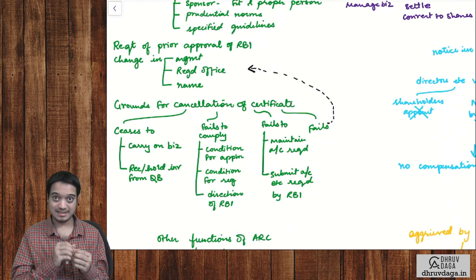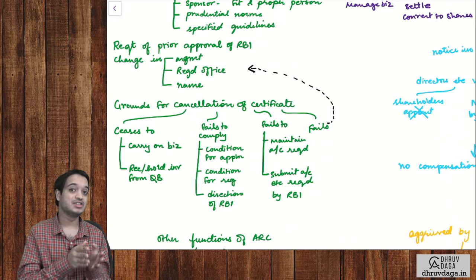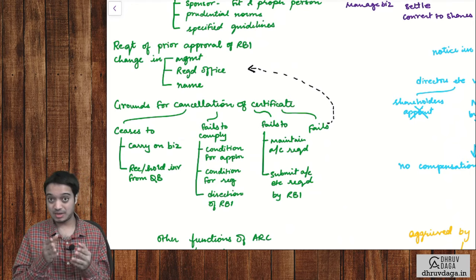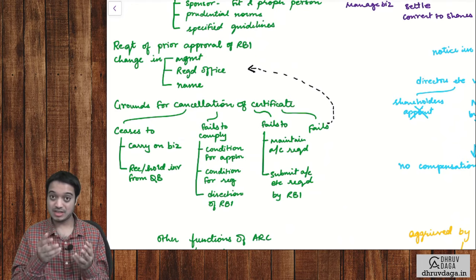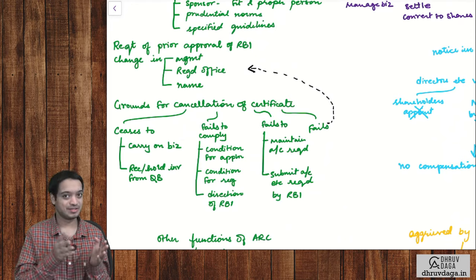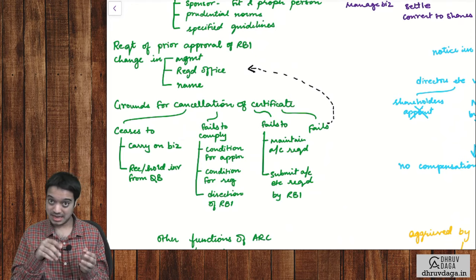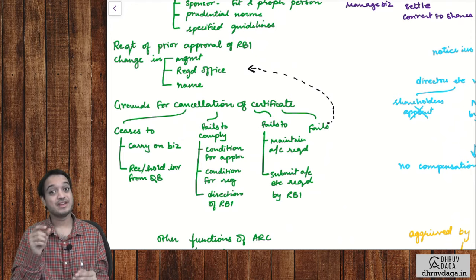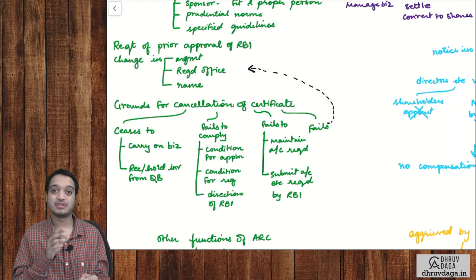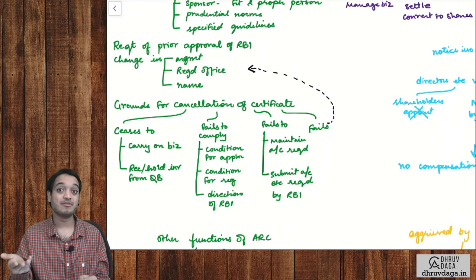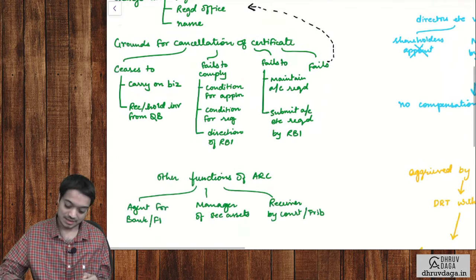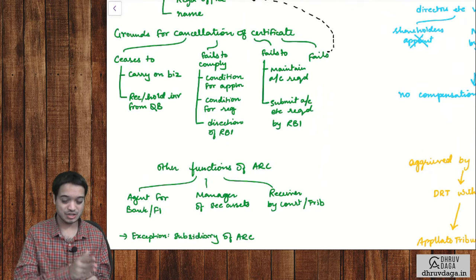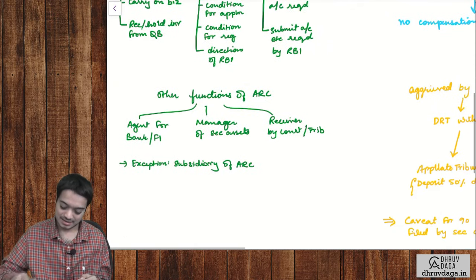The second category, it fails to comply with the conditions for application, fails to comply with conditions on which registration was given to it, or fails to comply with the directions of RBI. Now the last category is, it fails to maintain the required books of accounts and other documents, or fails to provide books of accounts or other information as may be required by RBI within specified time. These can lead to cancellation of certificate of the ARC.